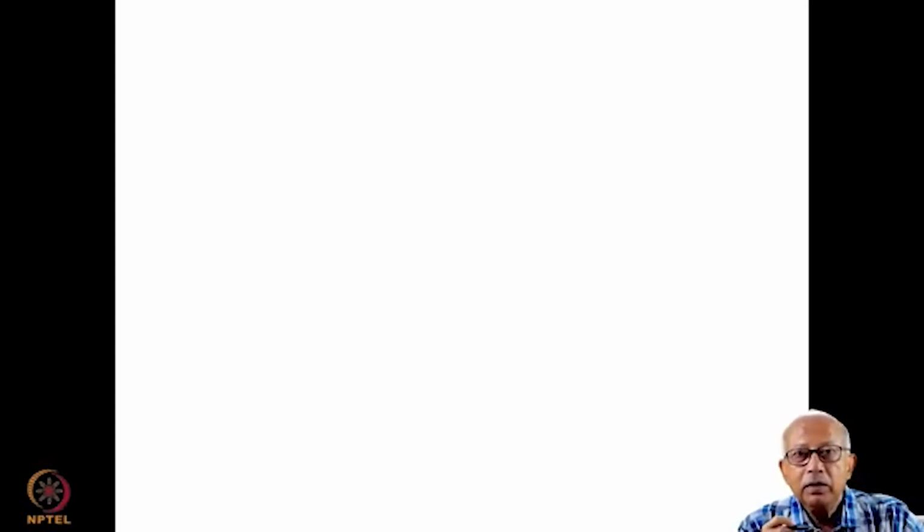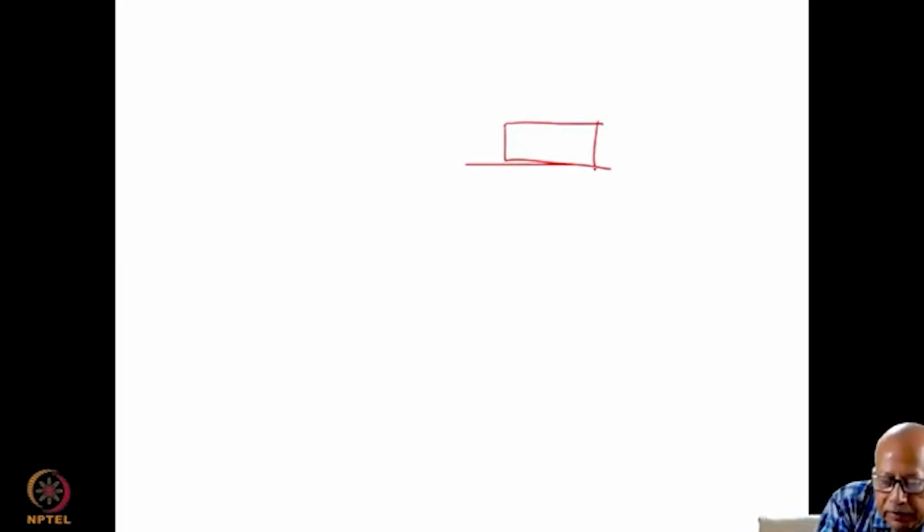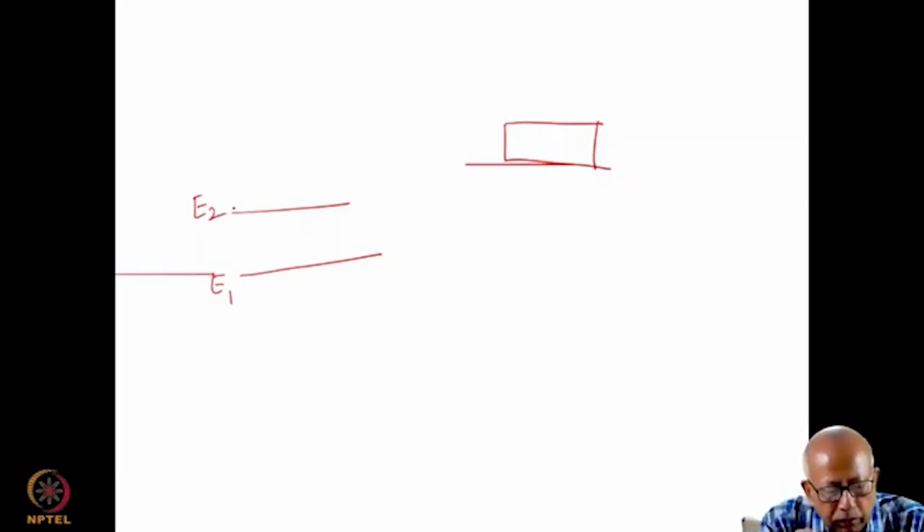Let's do a brief recap on what we learned in the previous class. We have seen that a laser can be pictured as a medium in which population has been inverted between two energy levels: the ground or the lower level, which we call E1, and an excited energy level that we call E2.